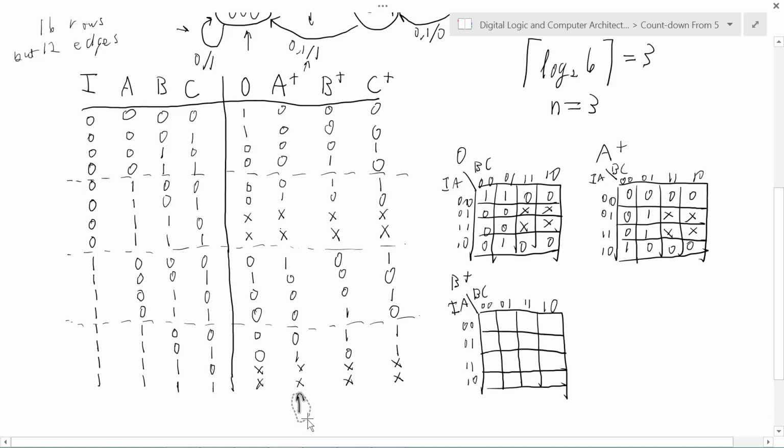Now we are going to look at this column. 0, 0, 0, 1, 1, 0, x, x, 0, 0, 0, 1, 1, 0, x, x.